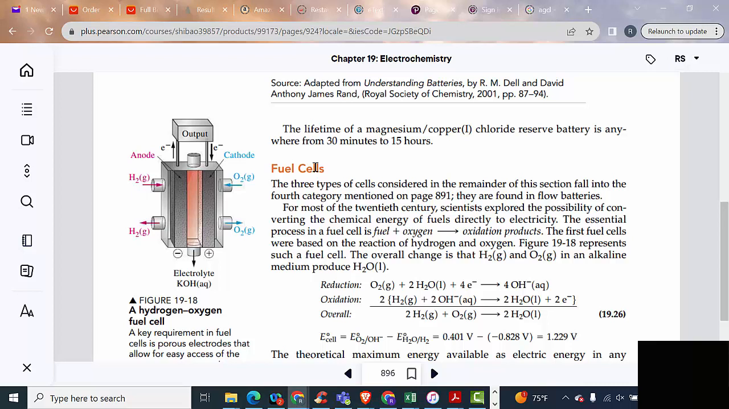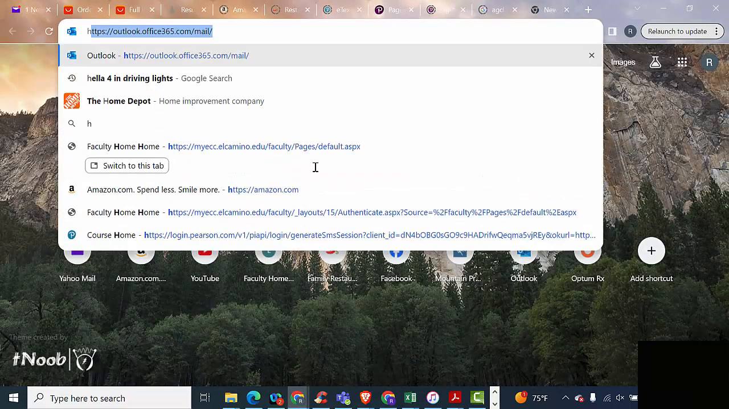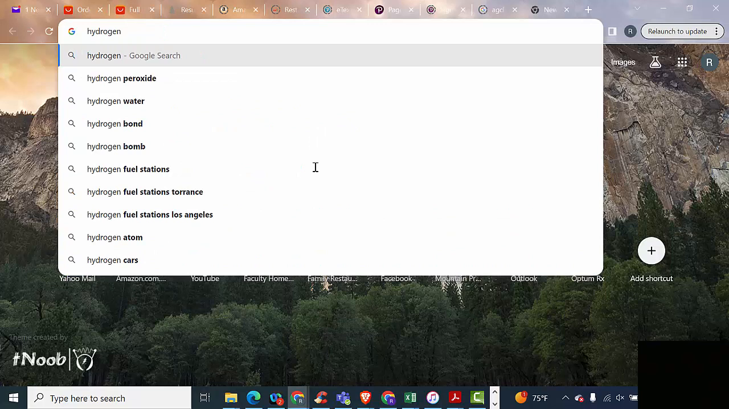Have you heard of the different kinds of hydrogen? There's green hydrogen, purple hydrogen, red hydrogen. Have you heard that? In Chem 1A? Okay.